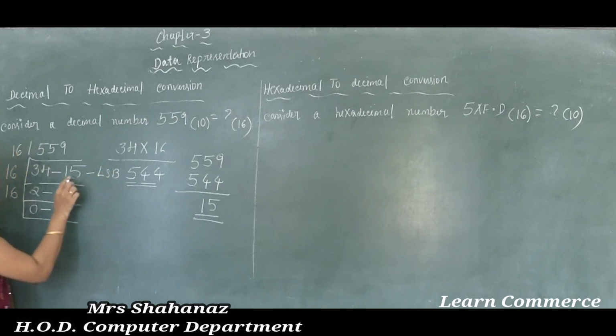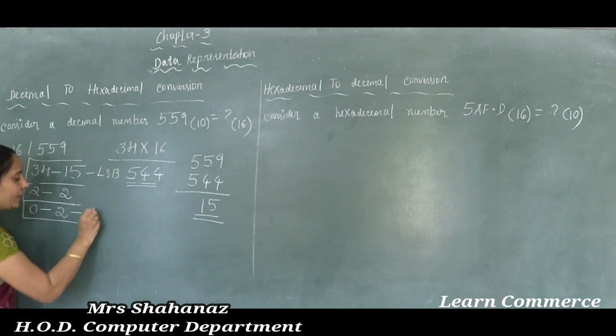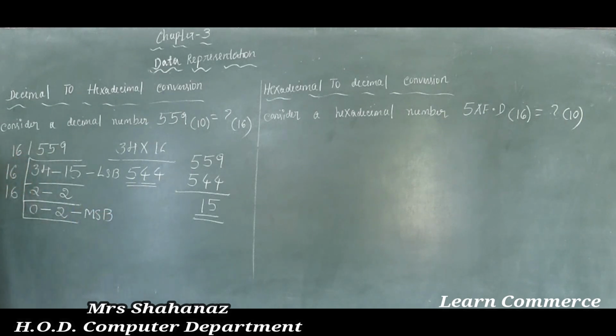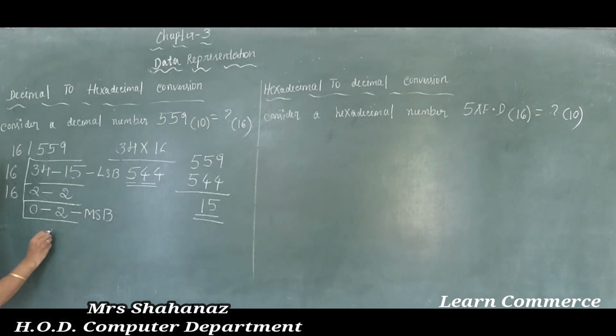Clear this one? The first remainder is called the LSB and the last remainder is called the MSB. Okay, MSB here. So we know that, because here MSB, how are we going to write? We are going to write from MSB to the LSB. So how am I going to write?